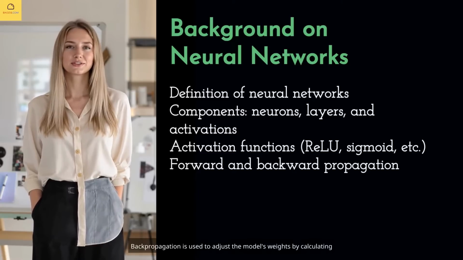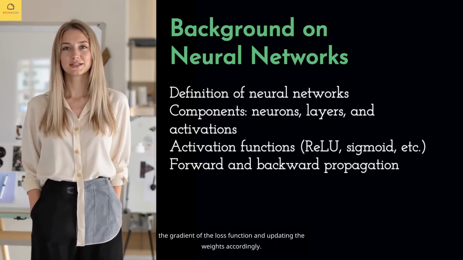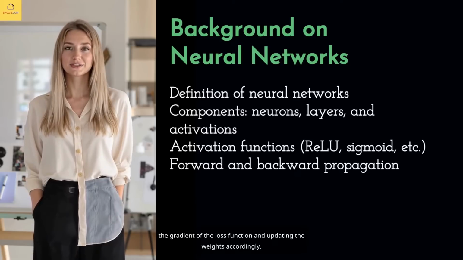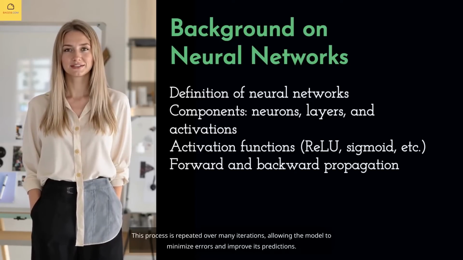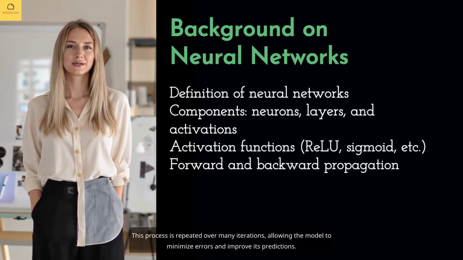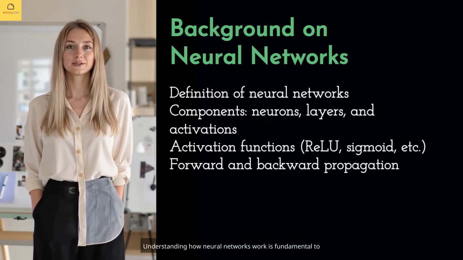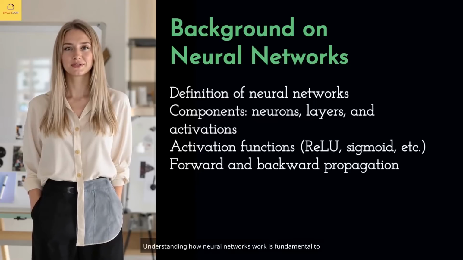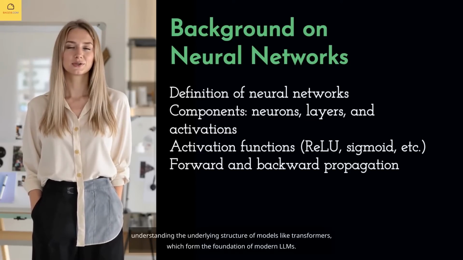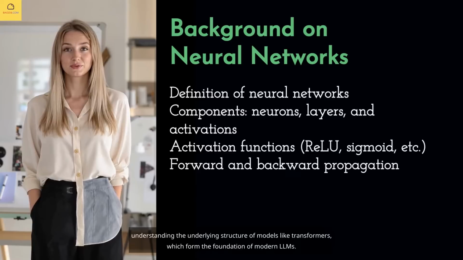Backpropagation is used to adjust the model's weights by calculating the gradient of the loss function and updating the weights accordingly. This process is repeated over many iterations, allowing the model to minimize errors and improve its predictions. Understanding how neural networks work is fundamental to understanding the underlying structure of models like transformers, which form the foundation of modern LLMs.